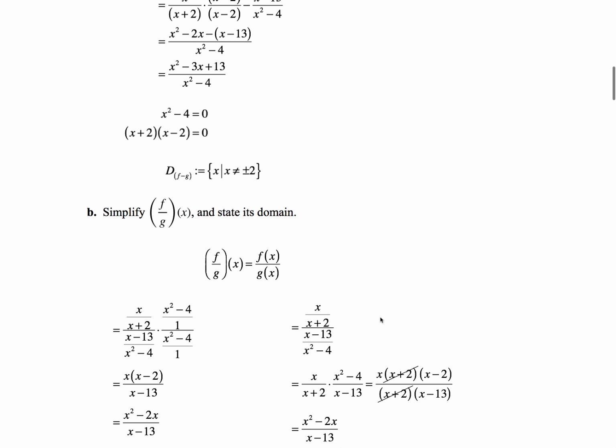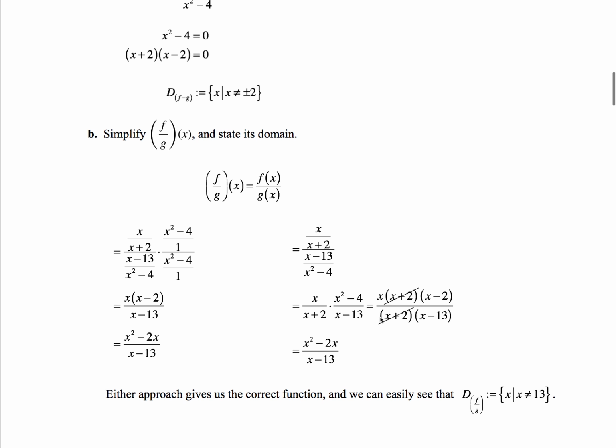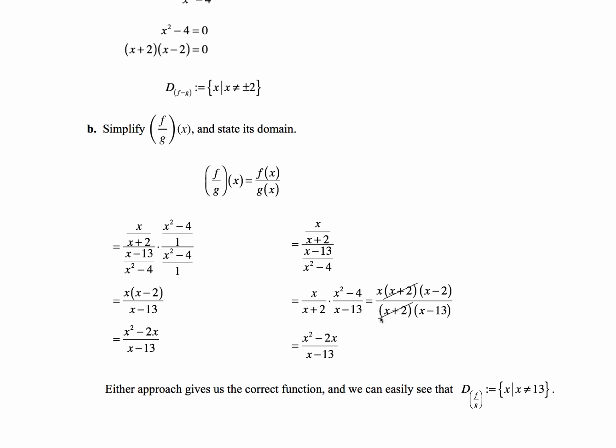Next, we are asked to simplify the quotient f over g and determine its domain. So f over g means f of x over g of x, and so here is f of x, x over x plus 2, and here's g of x, x minus 13 over x squared minus 4. And there are two ways that we can approach this. Either way gives us the correct function.